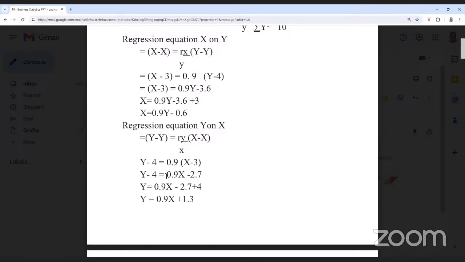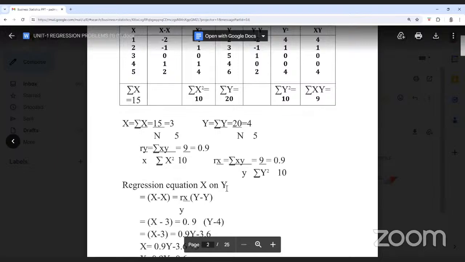So, y minus 4 is equal to 0.9x minus 0.9 into 3, 2.7. Y is equal to 0.9x minus 2.7 plus 4. Here we have the x value, so we cannot add or subtract it with a number which is not having any variable. So 0.9x plus, minus 2.7 plus 4, it is 1.3.